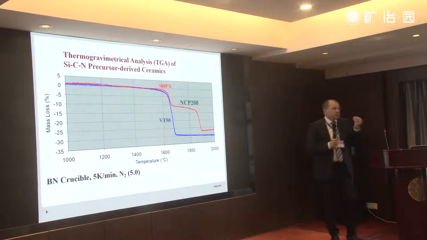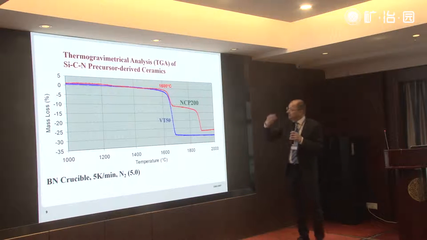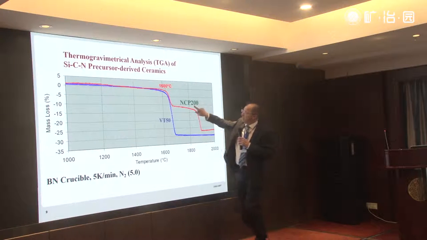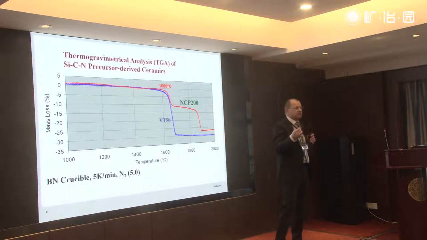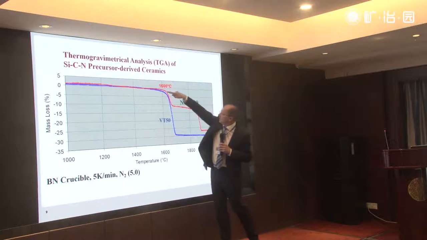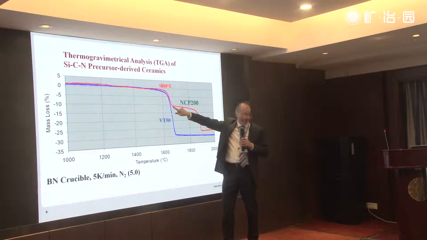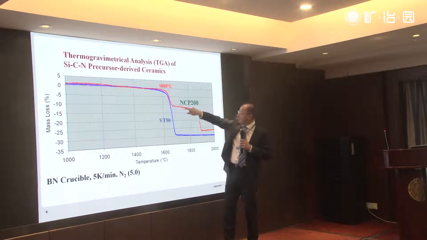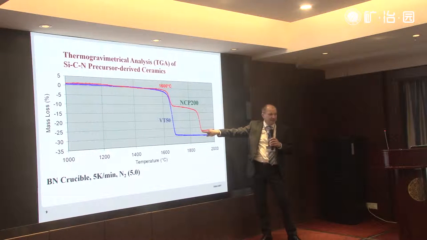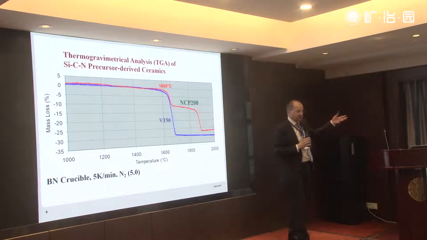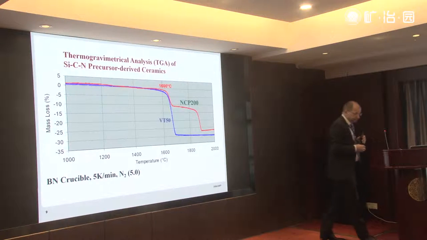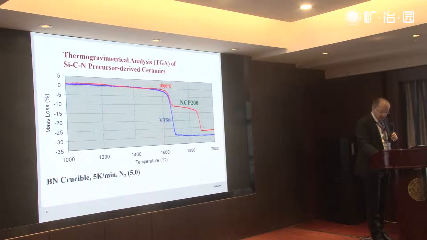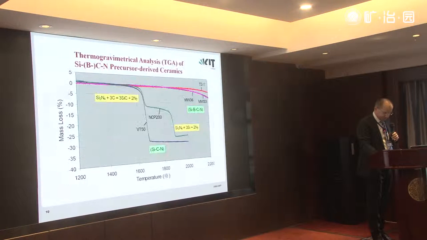Now, we look at the experiment, and we can see here, this is the NCP200, this is a TGA, thermogravimetric analysis, and as we predicted from the calculation, we can see here a mass loss of about 12% at about 1600 degrees C, and at higher temperature, another mass loss of about 15%. So this is a simple example of how we can predict the high temperature behavior of the materials in terms of the mass loss when we make heat treatment.